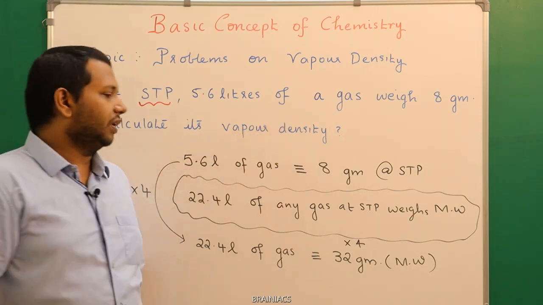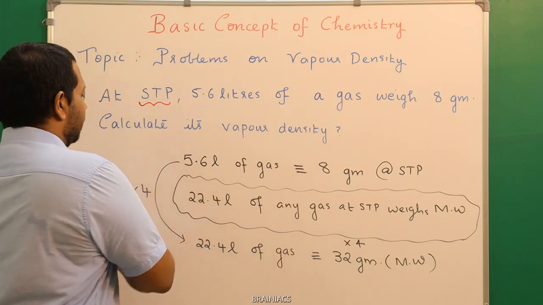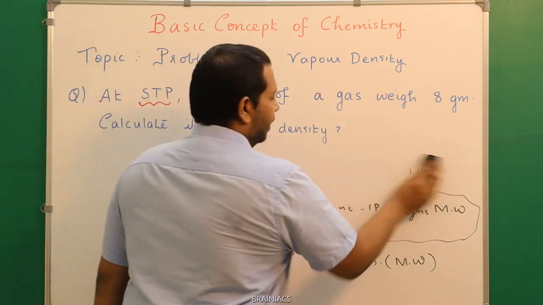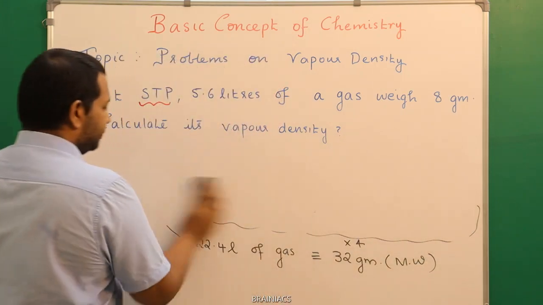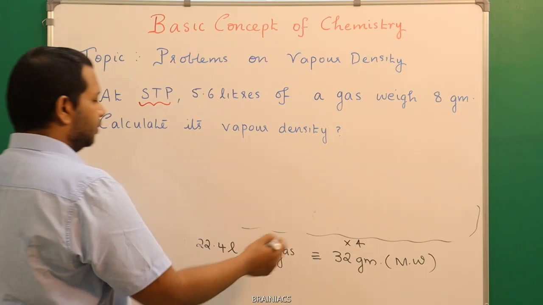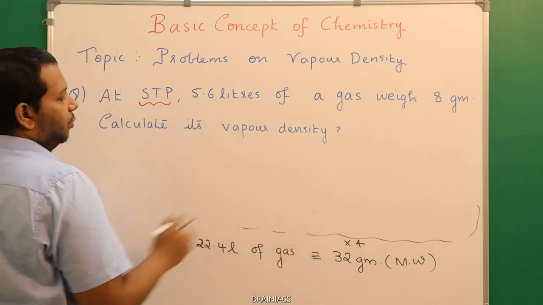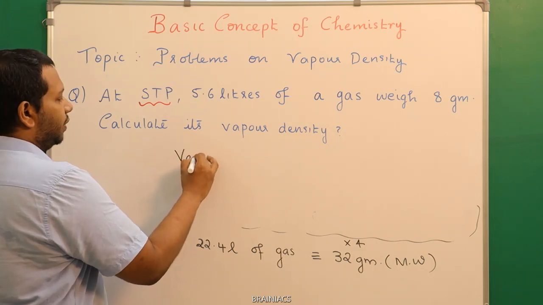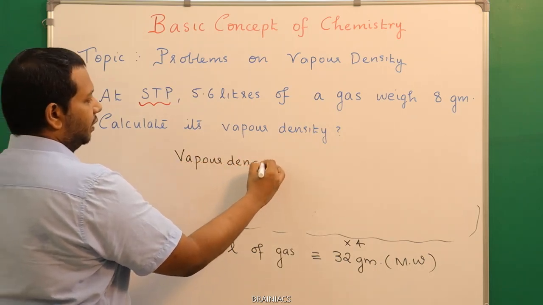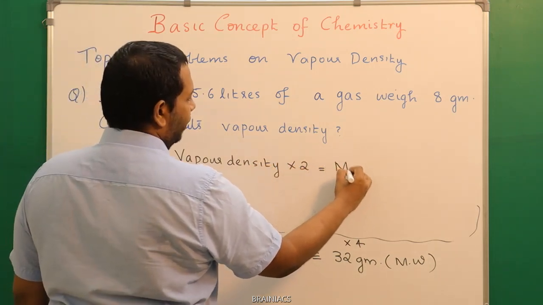Now how to find the vapor density? Tell me. We have a relation between vapor density and molecular weight. We have already learned that. Now we will see what that is. Just now we found out 22.4 liters of the gas weighs 32 gram, that is the molecular weight. We know that vapor density into 2 is molecular weight.